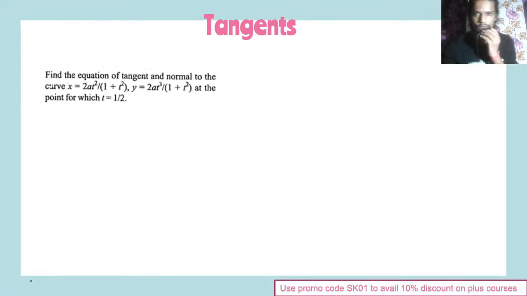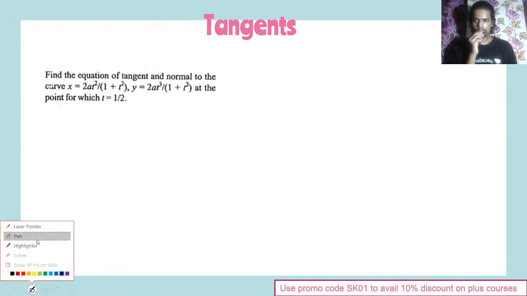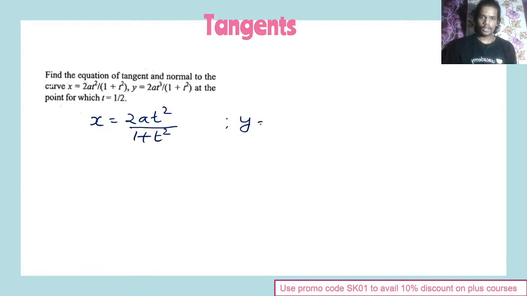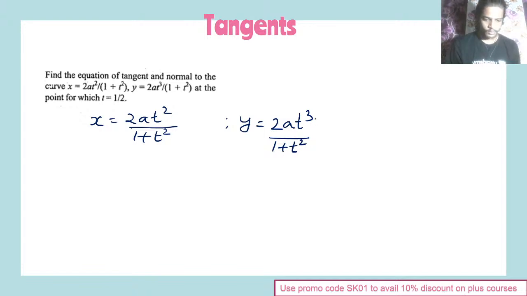Anyway, so we have to solve this question. The question is a parametric equation and let's try to solve it. So x equals 2a t square upon 1 plus t square, y equals 2a t cube upon 1 plus t square.